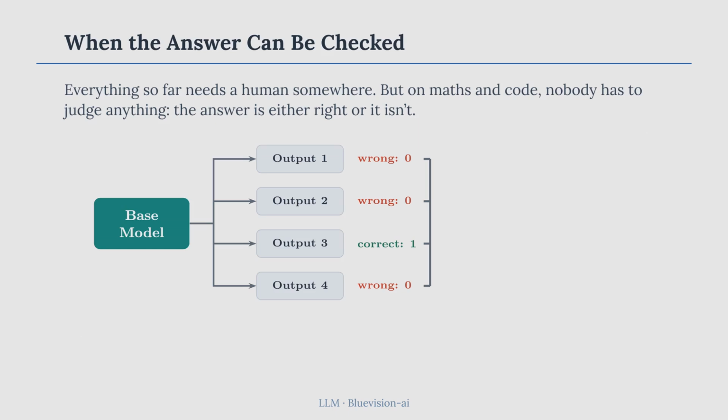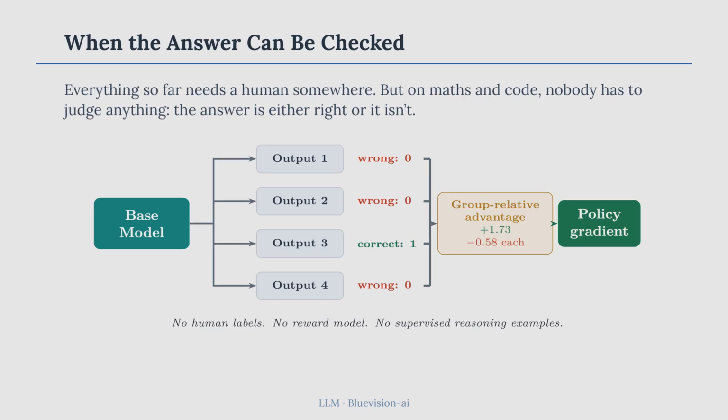No reward model scored anything. And that turns straight into a gradient. No human labels, no reward model, and no worked reasoning examples either. Nobody wrote out for it how to solve the thing. So what's happening here is the simplest loop in the session. We try it 4 times, we see which one worked, and we push harder on that.